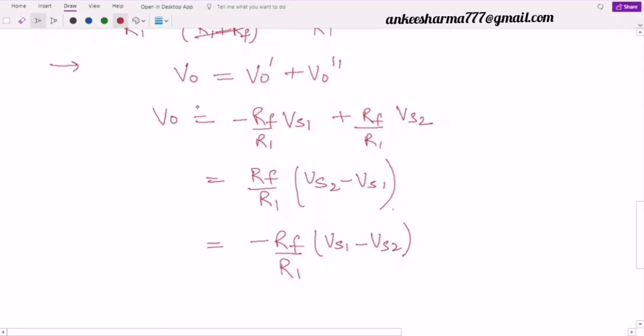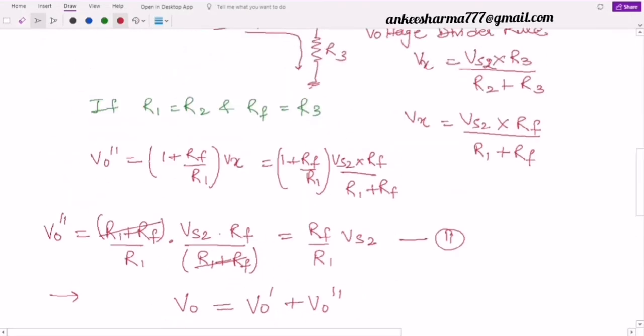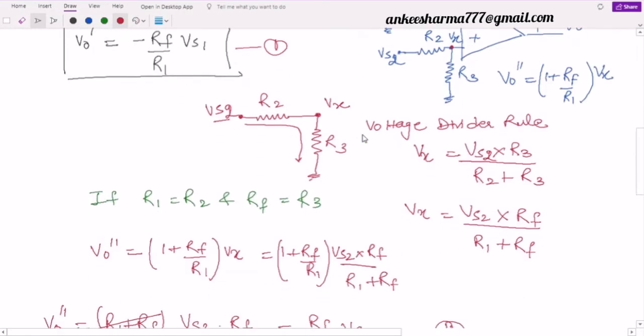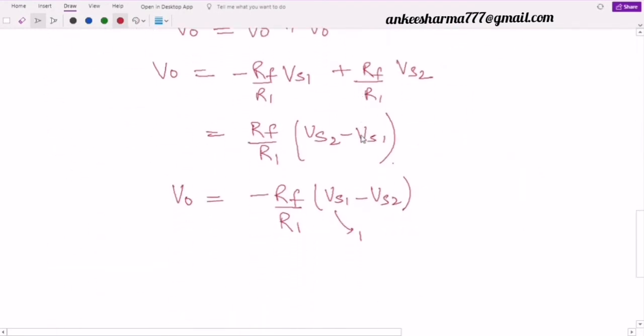It means in the difference amplifier we have got here, the output is proportional to the difference of the two inputs, where Vs1 and Vs2 are the inputs. If I go back to my diagram, you can see here Vs1 is for the inverting and Vs2 for the non-inverting. So I will get here Vs1 for inverting and Vs2 for the non-inverting.